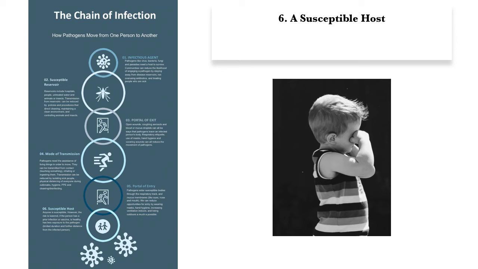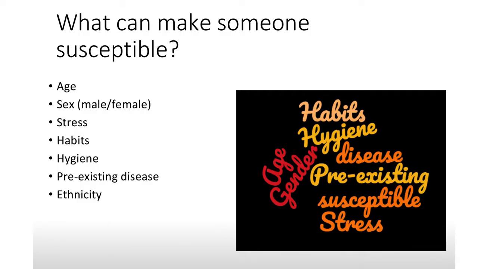So we've talked about the agent, the susceptible reservoir, the portal of exit, the mode of transmission, the portal of entry, and finally we're on to the susceptible host. So in order for somebody to become infected, they have to be susceptible. So what makes someone susceptible? Well, some of it you can't change, right? So it might be your age or your sex. It might be your ethnicity, but it could be things that you might be able to do something about, like stress and habits and hygiene.